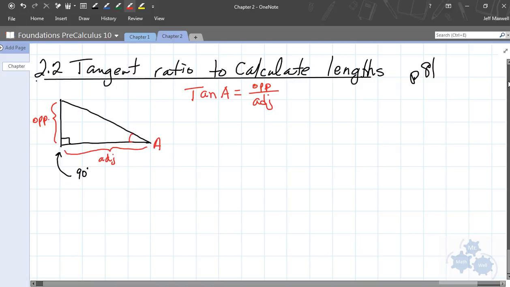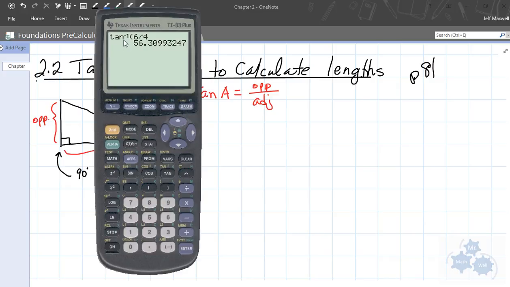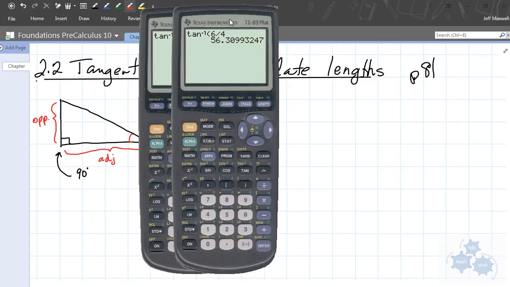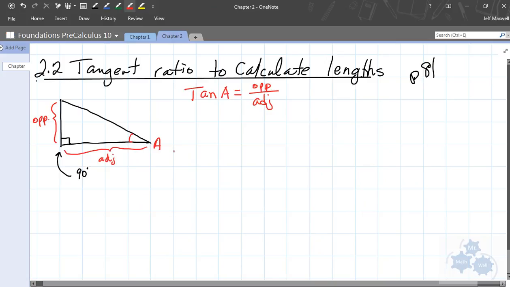Opposite over adjacent. In 2.1, we did a lot of questions calculating the angle measure using our second function, tan to the -1, solving for the angle. Now, in this section, we're doing a lot of calculation of lengths.